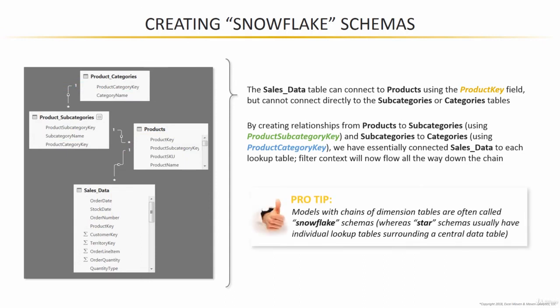So, little pro tip here, models that have chains of lookup or dimension tables like this are often called snowflake schemas, whereas star schemas generally have a bunch of individual lookup tables surrounding one central data table. So let's hop into our relationship view and build out these product relationships.